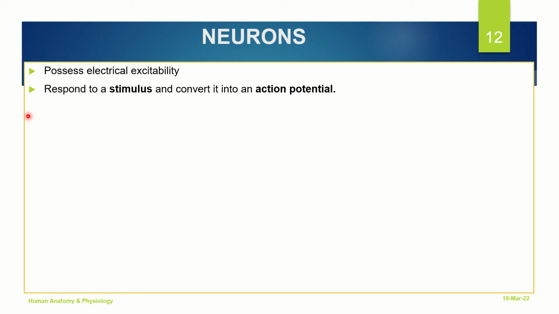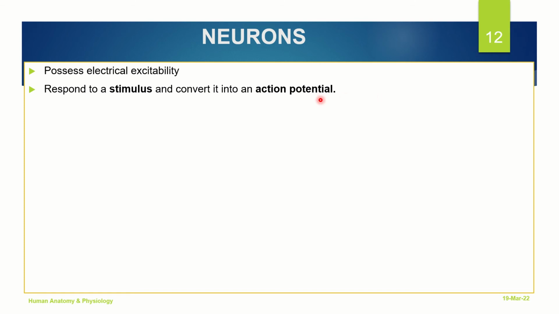Hello. Part 2 of the nervous system talks about what is a neuron, the properties and the structure of a neuron, and further moving on to the classification of the different types of neurons. So neurons are nothing but small cells which have the ability to be electrically excitable. Further, they can respond to a stimulus and convert that stimulus into an action potential.